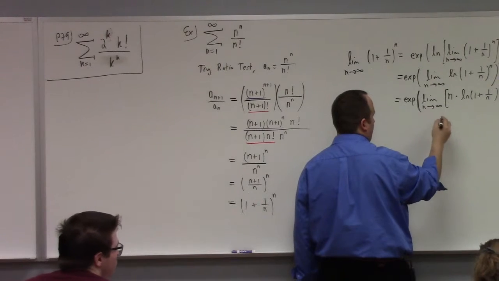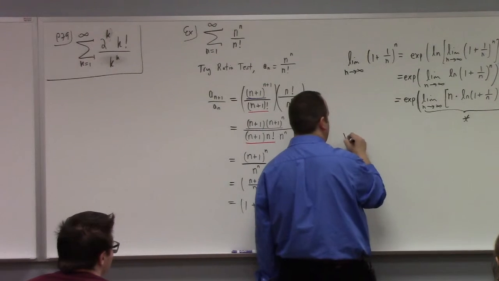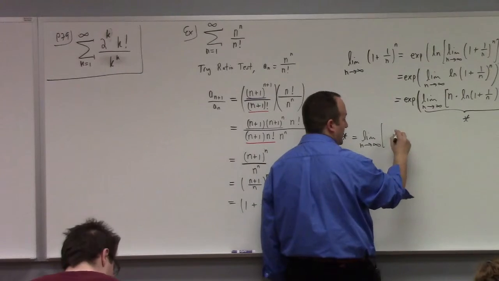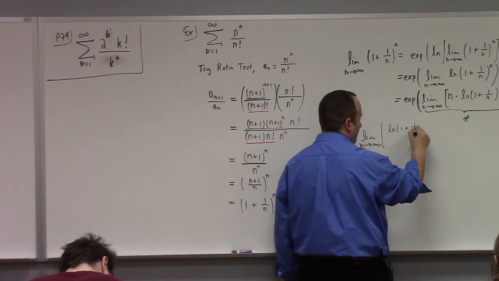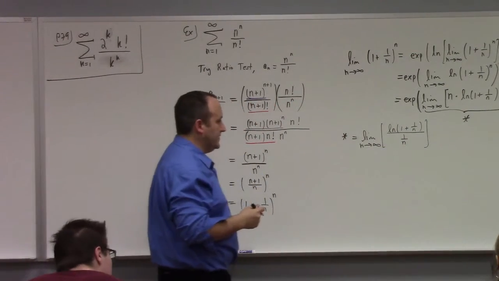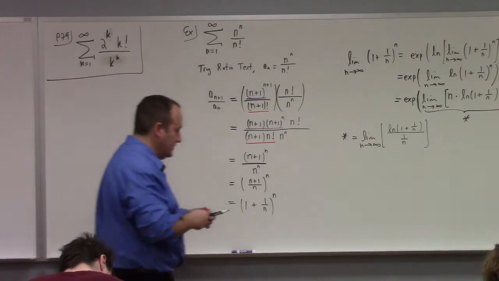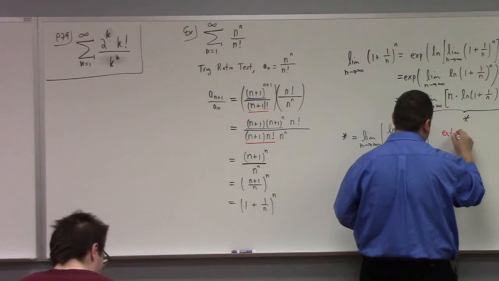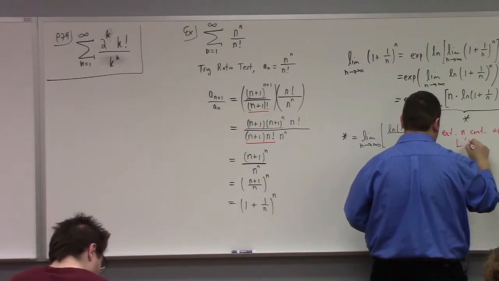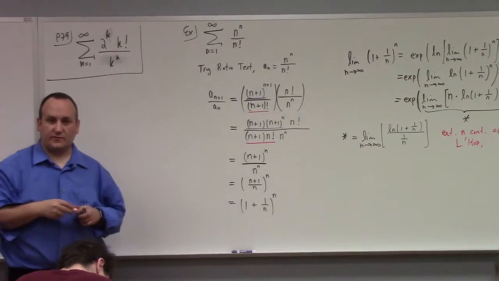which, I'm tired of writing all this. I'm going to call this thing star. Focus my attention on star. Star is equal to the limit as n goes to infinity of the natural log of 1 plus 1 over n, over 1 over n, by algebra. And then I can apply L'Hopital's rule after having extended n continuously. Right, because I'm looking at type 0 over 0, right?